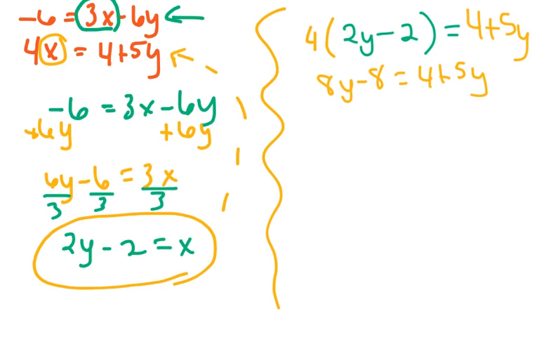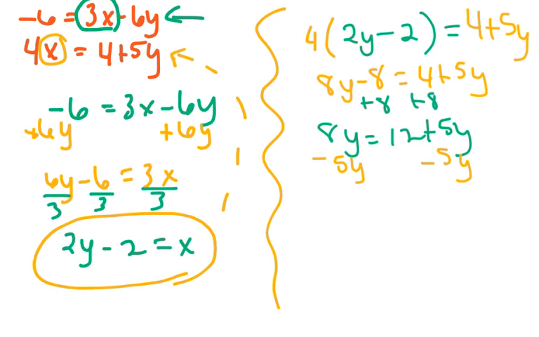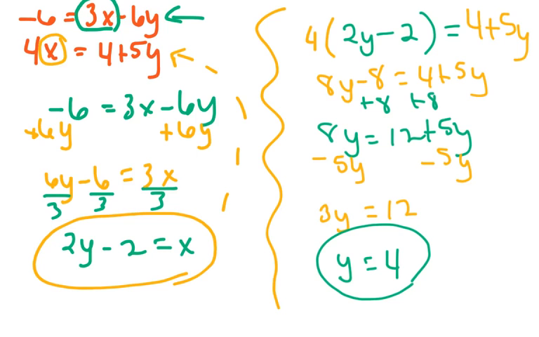Add 8 to both sides. 8y is equal to 12 plus 5y. And subtract 5y from both sides. You get 3y is equal to 12, or y is equal to 4. Alright, so we found our y, but we're not done yet. We need to find what x is as well.